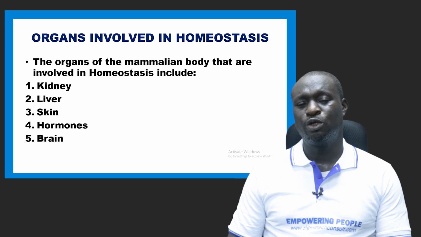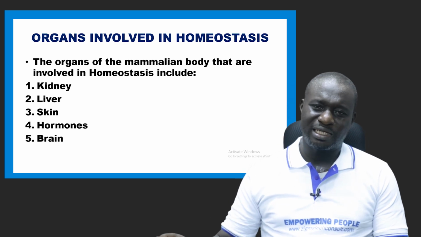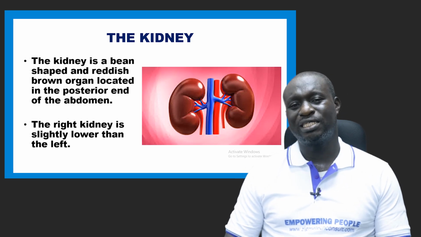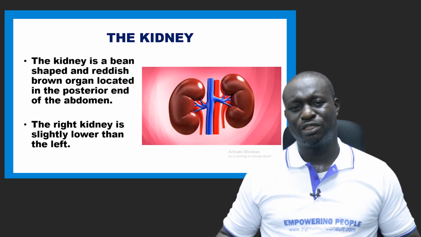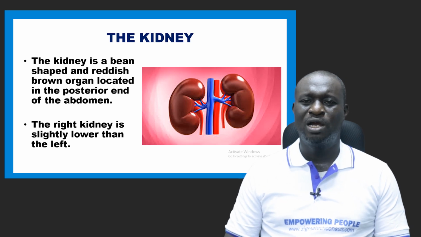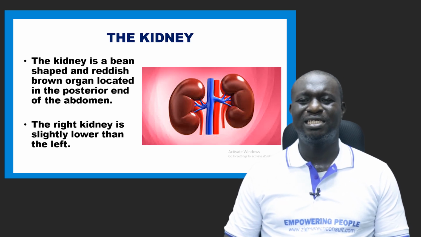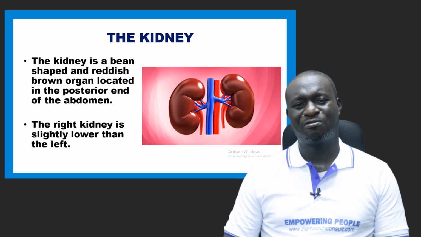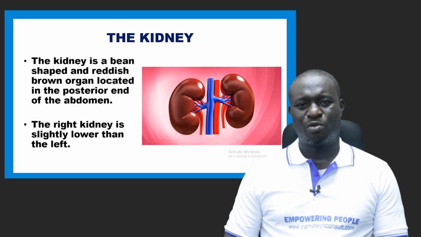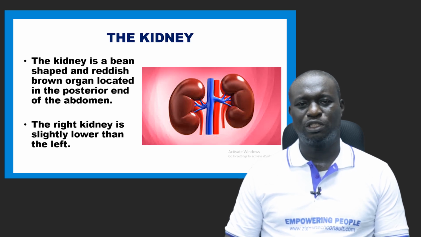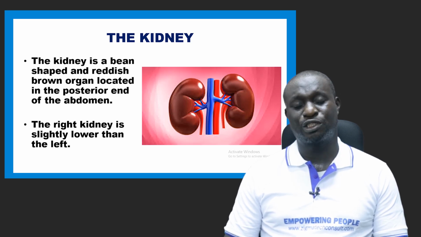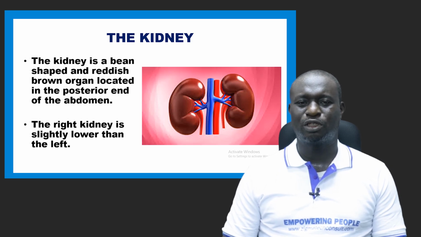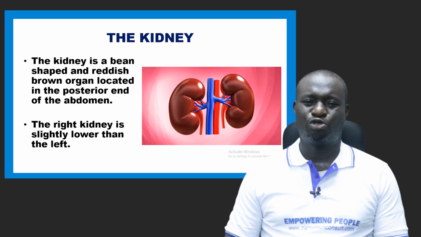The first one we're going to be looking at is actually the kidney. Now, the kidney is located at the abdomen, probably the lower part of the abdomen. The kidney is bean-shaped. On top of the kidney, we have the adrenal gland. We're going to be talking about that much in some of our videos when we'll be discussing hormones. So the kidney is bean shaped, and on top of it we have the adrenal gland.